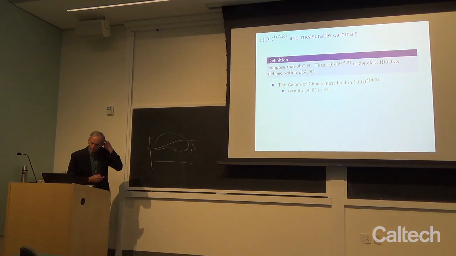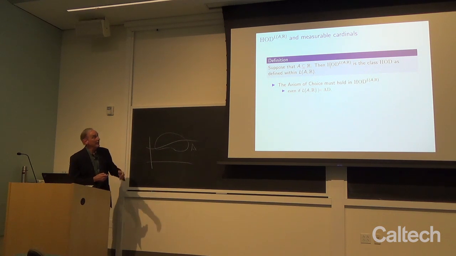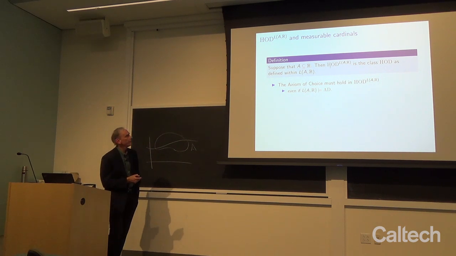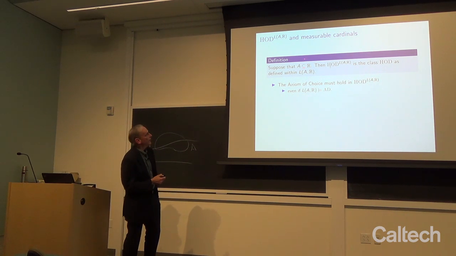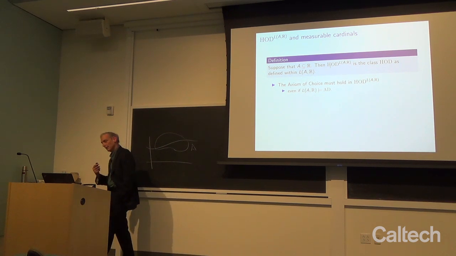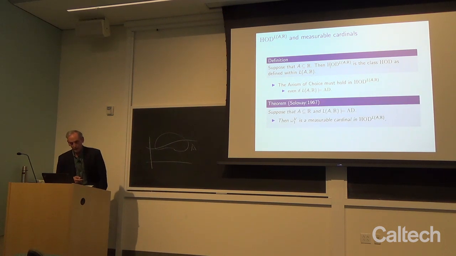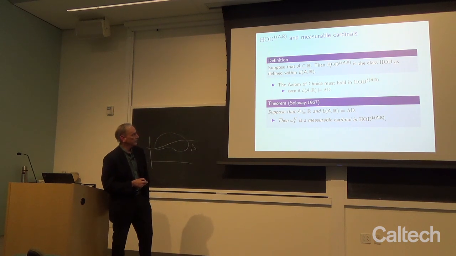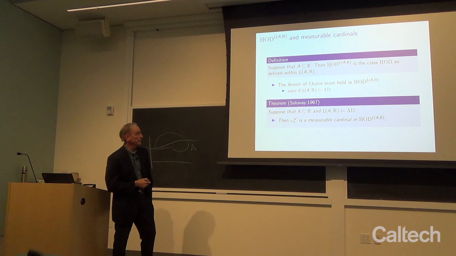So in particular, we can define HOD^{L(A,R)} within L(A,R), where A is a set of reals, possibly a universally Baire set. The notation is: if A is a set of reals, HOD^{L(A,R)} is the class HOD as defined within that universe. The axiom of choice always holds when you compute HOD, and so that will be true even if L(A,R) is a model of the axiom of determinacy, which denies the axiom of choice. And the first connection between determinacy and large cardinals was this theorem of Solovay, over 50 years ago now.